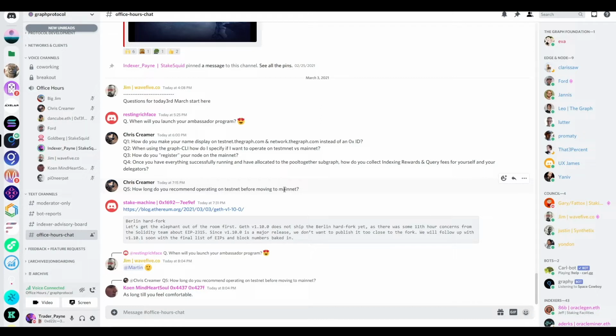He asks how to make your name display on testnet and mainnet instead of 0xID. Well, there's a simple guide. I can give you the link in just a bit. You basically have to interact with the GNS contract. First you reserve an ENS name, you buy it, and then you just go through 5 lines of instructions, and you should be working. Let me fetch the link.